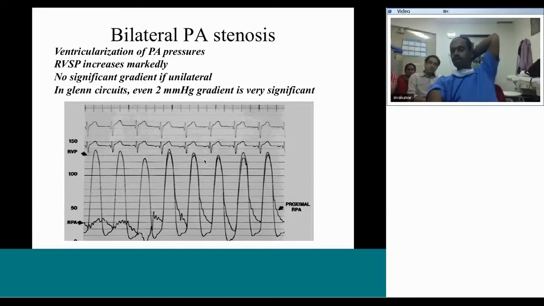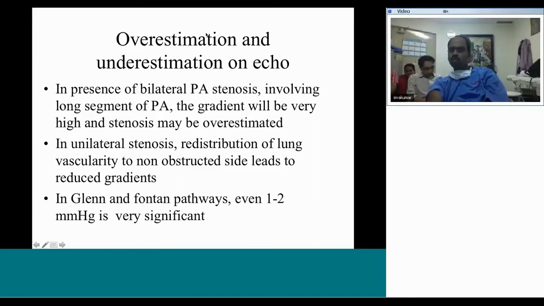Unilateral peripheral pulmonary artery stenosis will not produce elevation of the RV systolic pressure and proximal PA pressure. So the features of pulmonary artery stenosis on hemodynamics are ventricularization of PA pressure, and the RV systolic pressure increases if there is bilateral PA stenosis. But if there is unilateral PA stenosis, there won't be any significant gradient. And to take it to an extreme, in Glenn circuits and Fontan circuits, even a 1 to 2 millimeters of mercury gradient is extremely significant.